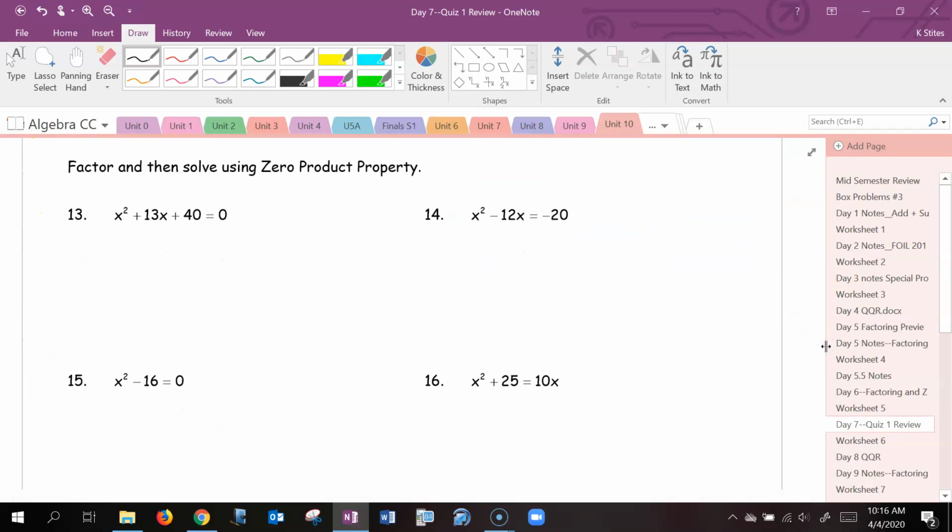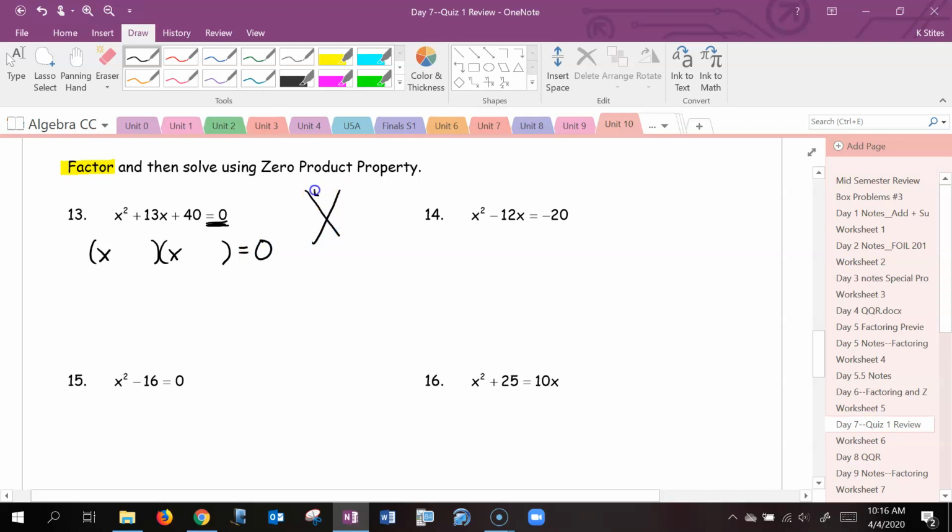Next, we're going to factor and solve using zero product property. So this is when we take both things we did on the first page and we combine them together into the same problem. The first step is the factoring step. That's the box problem. So you'll set this up. I'm going to put my x's. Notice now we have an equals 0. So that will come down. I'm going to do my box problem.